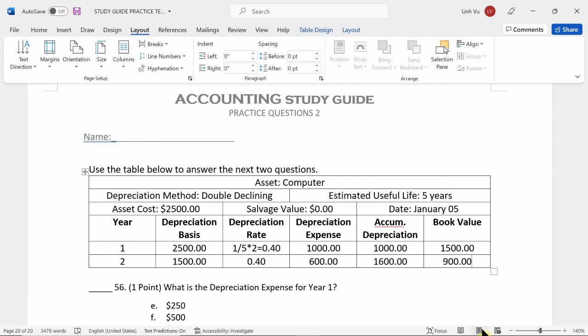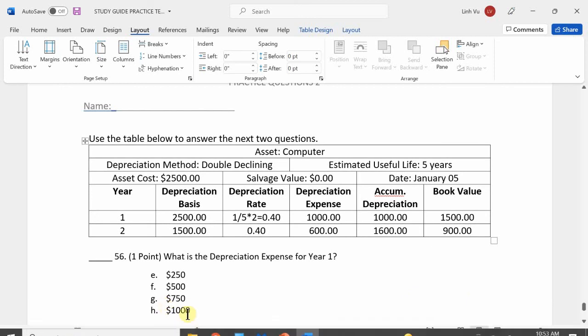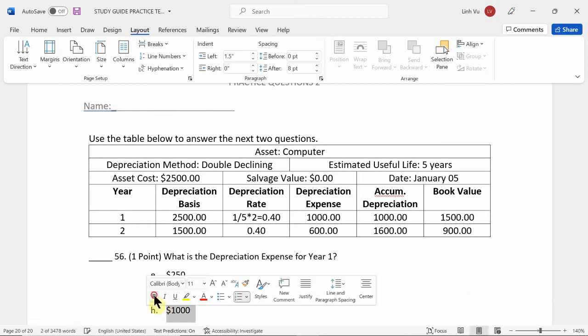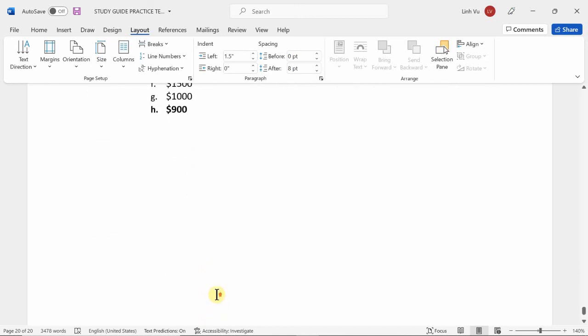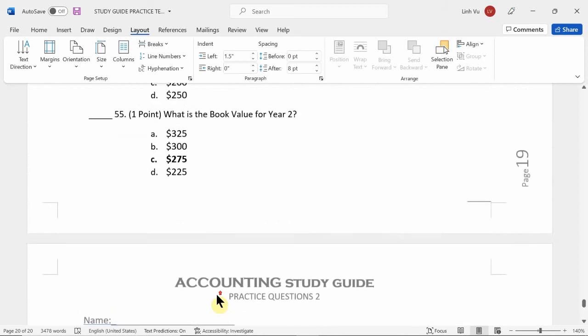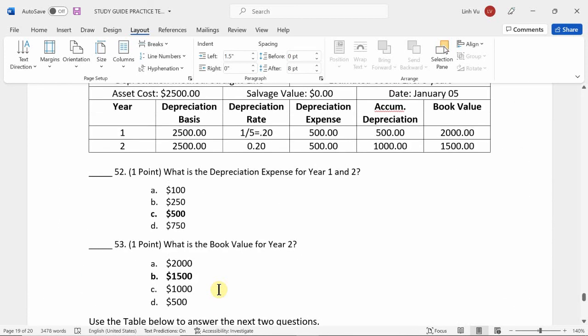Okay. So then answer the question here. 56 says, what is the depreciation expense for year one? $1,000. Okay, what is the book value for year two? $900.